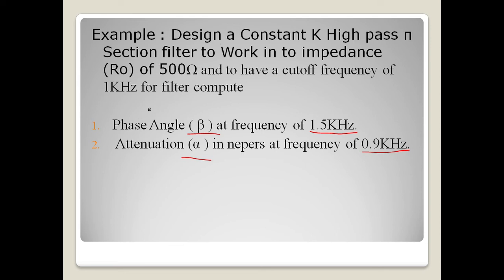These two data are provided by the examiner, and the question asks to find the phase angle beta at a frequency of 1.5 kilohertz and the attenuation alpha in Neper. It is very important: the attenuation asked is in Neper, not in decibel. That's why the attenuation alpha and phase angle beta are asked.